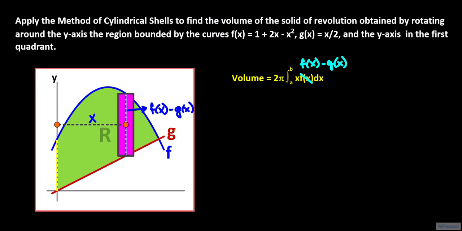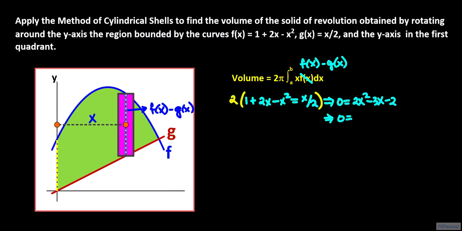To find the limits of integration, we determine the intersection points between f and g. And so we equate 1 plus 2x minus x squared to x over 2. Multiplying everything by 2 and moving everything to the right side, we have 0 equals 2x squared minus 3x minus 2. Two x squared minus 3x minus 2 factors into the quantity 2x plus 1 times the quantity x minus 2.